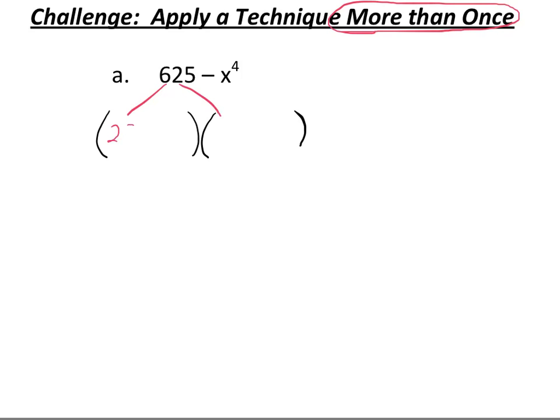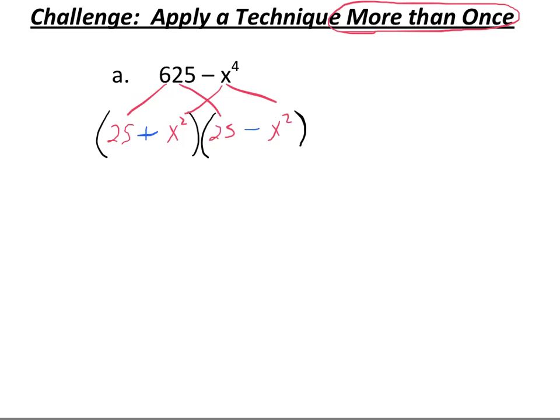But the square root of 625 is 25 and 25. The square root of x to the fourth is x squared and x squared. We have to have a difference in order for them to be considered conjugates. Now, we would consider this done, except we want to look closely at this and say, are either of these two new binomials a difference of two squares?